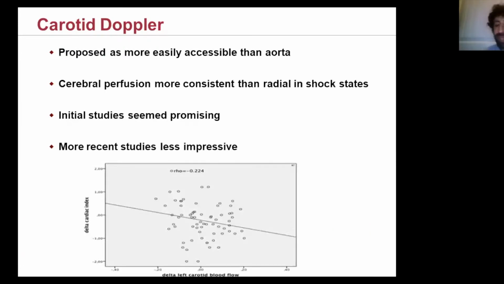This was repeated by another group, however, who got much less impressive results. This was admittedly in cardiac surgery patients, but this was with a Swan-Ganz catheter in place as a gold standard measurement, and they showed that there was very disappointing performance.